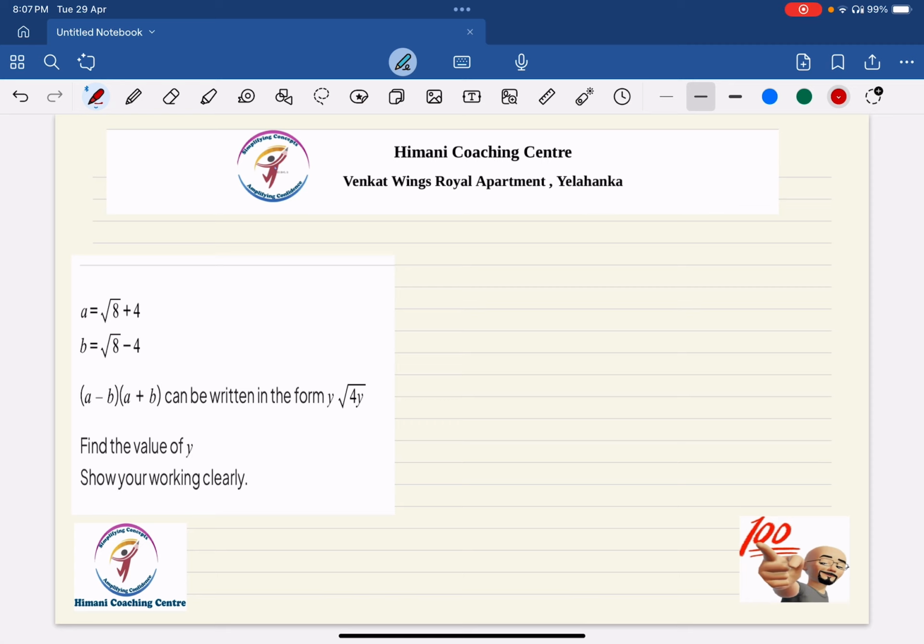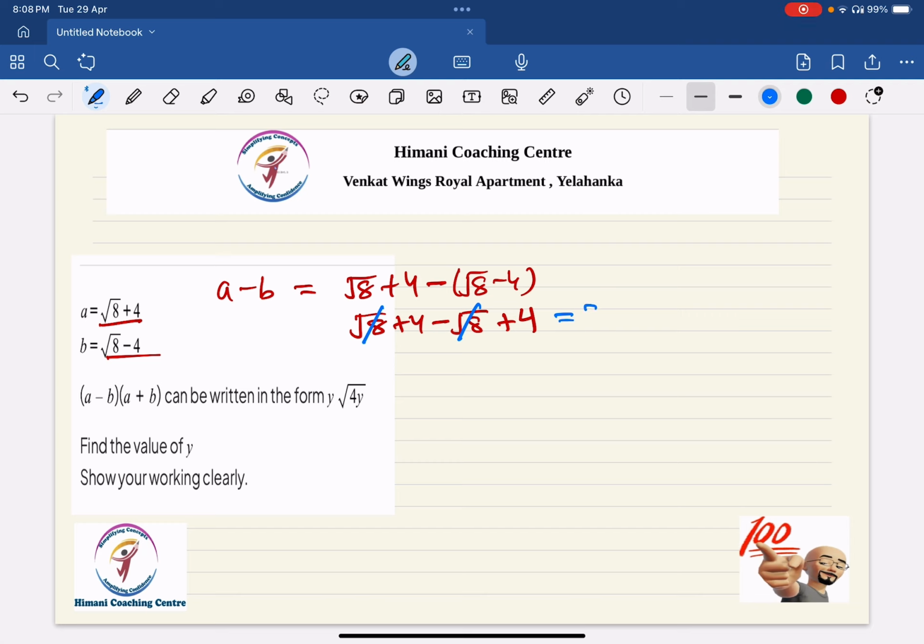Now, see a minus b and a plus b, if we do, what will happen? Okay, so we have actually done this in the previous one, but let us do it again. So this is A, this is B. So A minus B is what? It is root 8 plus 4 minus root 8 minus 4. When we open the bracket, because there is a minus sign, the signs inside will change because minus multiplied with plus is a minus and minus multiplied with a minus is a plus. So what will happen? We will find root 8 and minus root 8 cut each other. So for a minus b, we are getting 8.